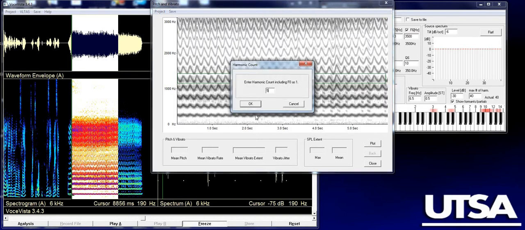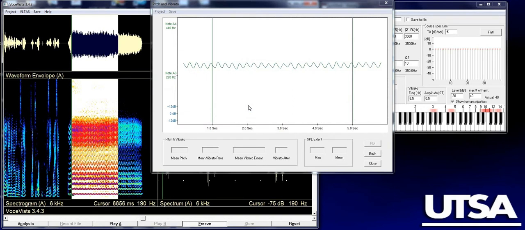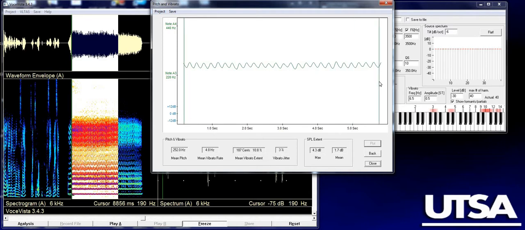And that was harmonic 5. This is Voce Vista 3.4.3, which has the more sophisticated vibrato measuring capabilities. Okay, so my mean vibrato rate is 4.8 hertz, and the extent is 186 cents, and we remember that that's peak to bottom of each cycle. So we're really talking like 93 cents plus or minus. And then the vibrato jitter, 2%.